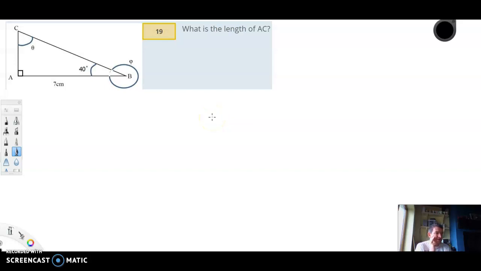What is the length of the side AC? Now, we're going to label this triangle. It's a right angle triangle. There's the 90 degrees. We're standing here, looking across. AC we call the opposite. And this side here then is the adjacent.